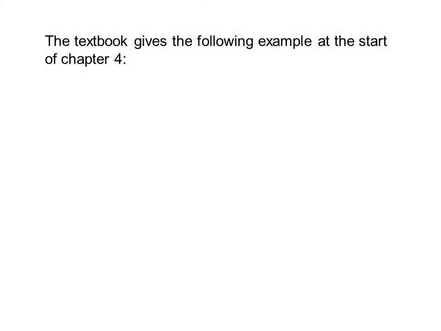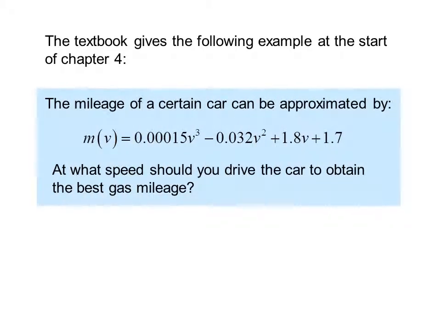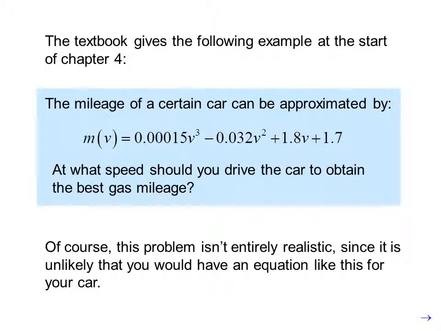The textbook gives the following example at the start of Chapter 4. The mileage of a certain car can be approximated by m of v equals 0.00015 v cubed minus 0.032 v squared plus 1.8 v plus 1.7. At what speed should you drive the car to obtain the best gas mileage? Of course, this problem isn't entirely realistic, since it is unlikely that you would have an equation like this for your car.